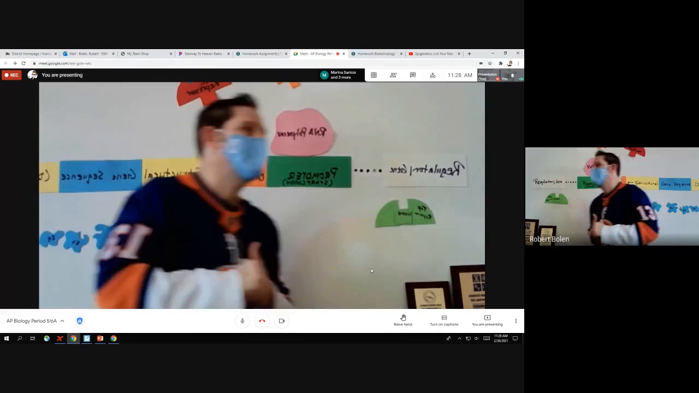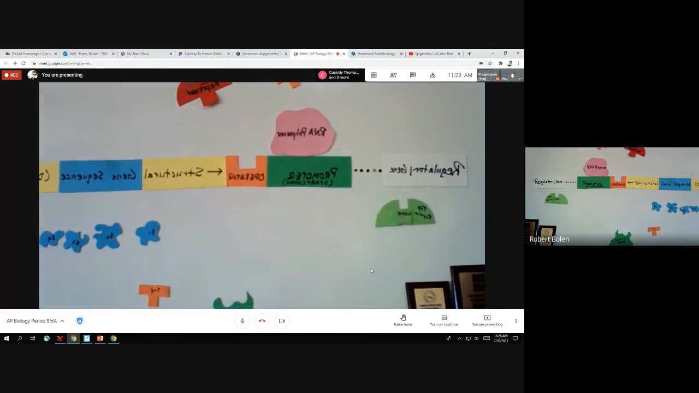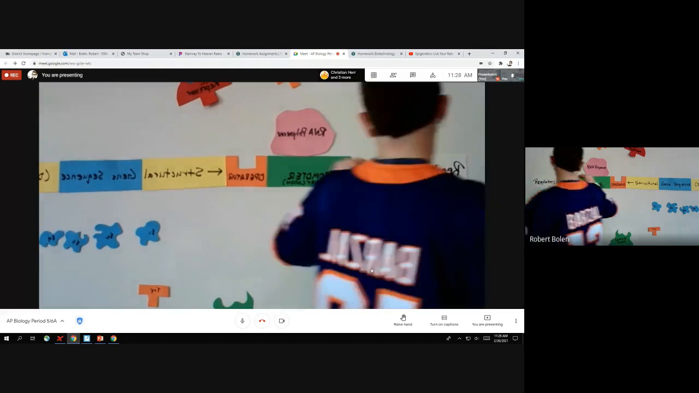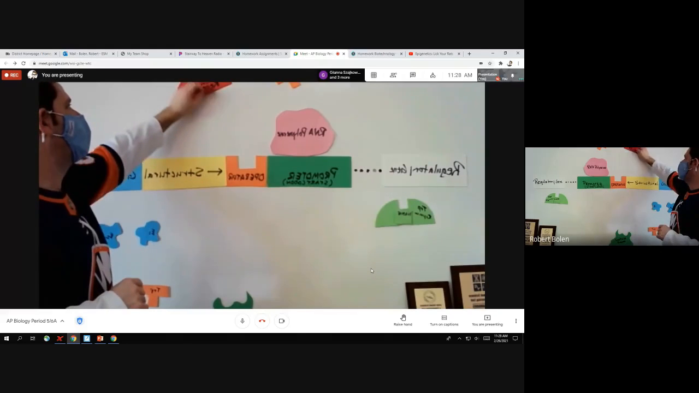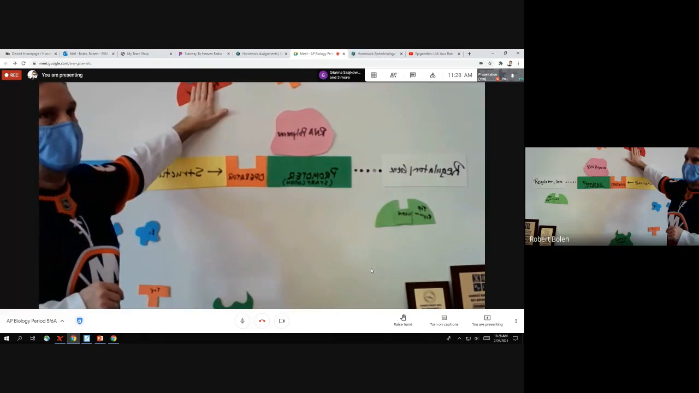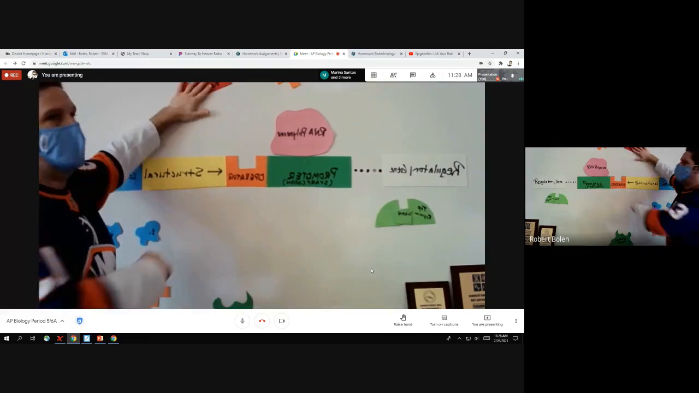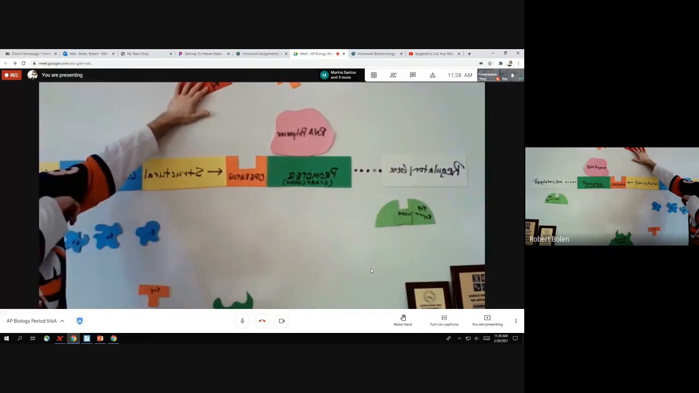Go ahead. Wait, so how is it considered inactive? Say it again. How is it considered inactive? The repressor. Oh, okay, so lactose itself is not considered. Right, and that's going to inactivate this. So once this is inactivated, now you can get the gene going.